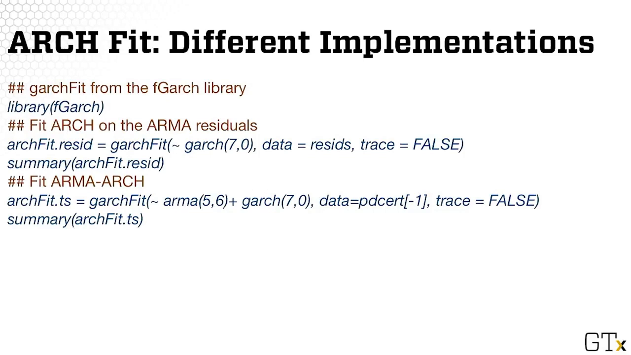We can also fit an ARMA-ARCH model using the garchFit function by specifying the orders of the ARMA model through the option arma, plus the orders of the ARCH model specified by the garch option. Note that for this implementation, the first order is for the AR part of the model, and thus we specify garch 7 0. This is different from the implementation using the garch R function in the tseries library, where we specify garch 0 7.